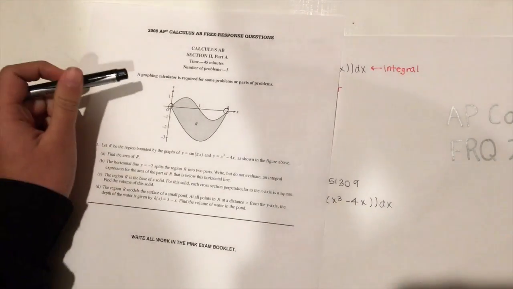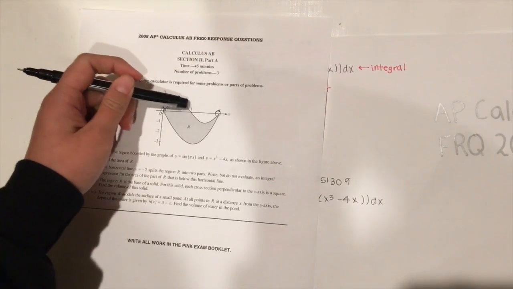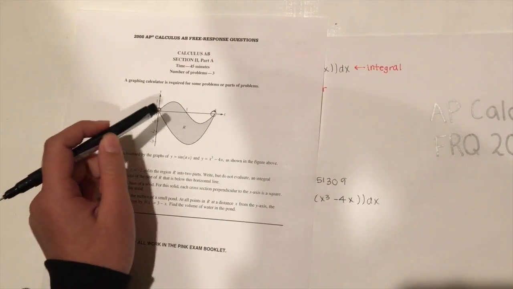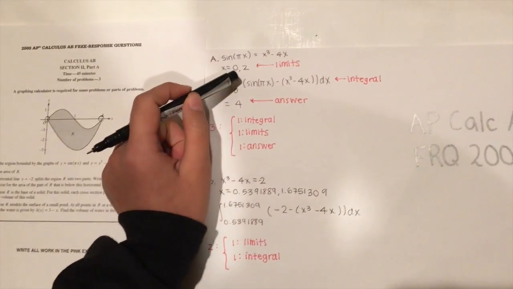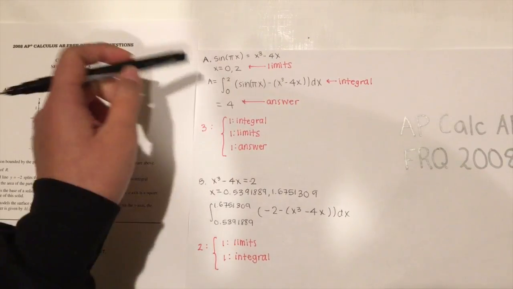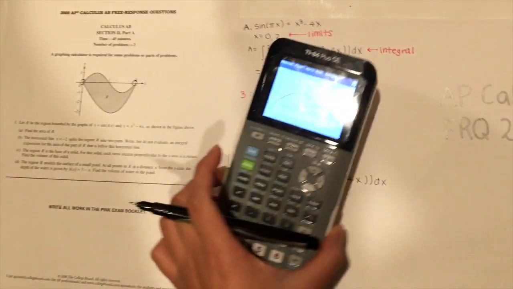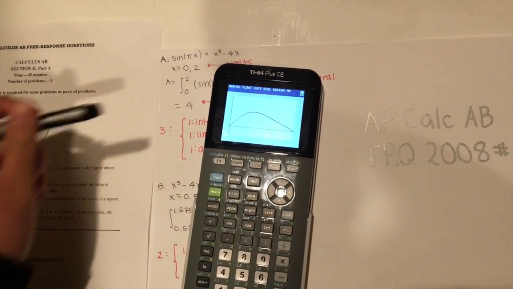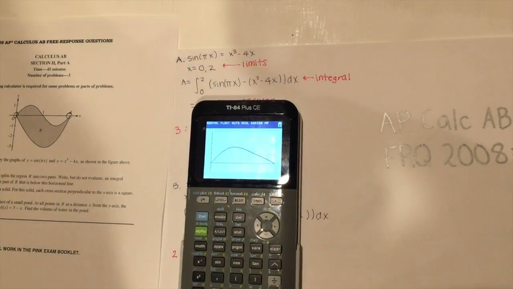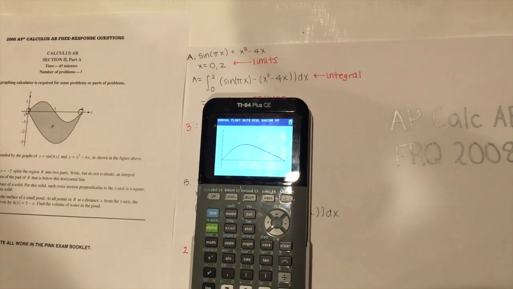And because the graph of sine of pi x is above the graph of x cubed minus 4x, you would do sine of pi x minus parentheses x cubed minus 4x, and the integral of that from 0 to 2. Here on my calculator, I've already plugged in sine of pi x minus parentheses x cubed minus 4x onto the graph. So this is how you find the integral.